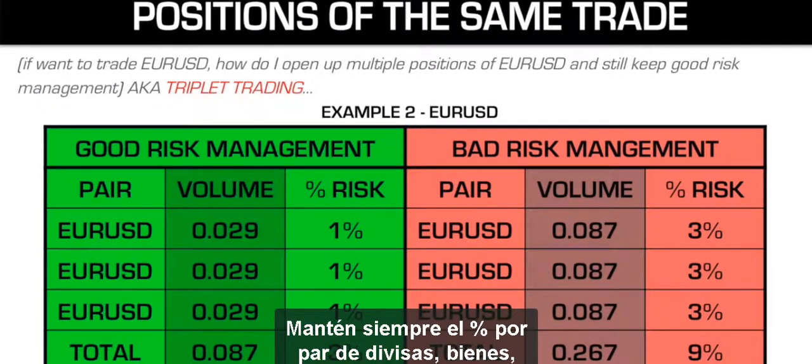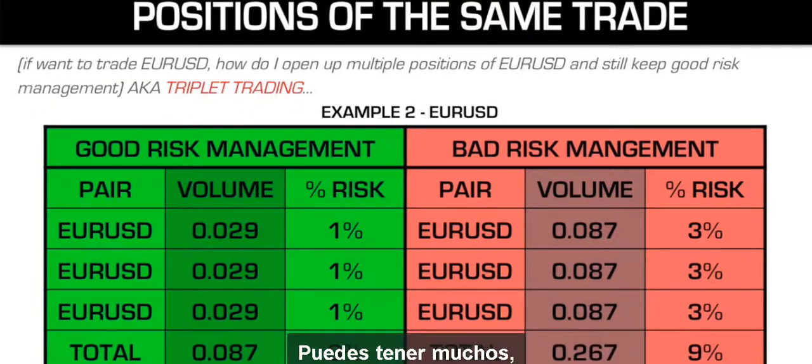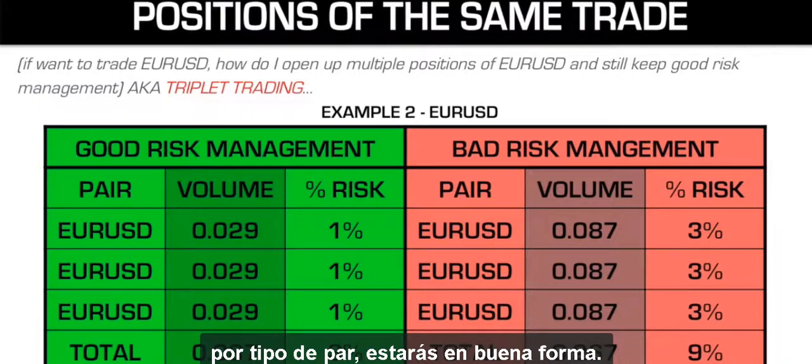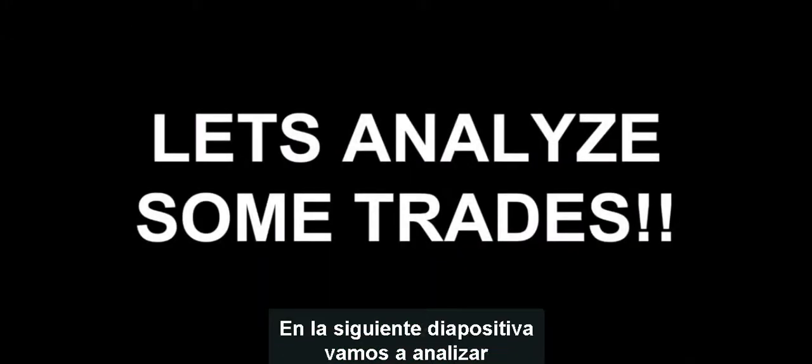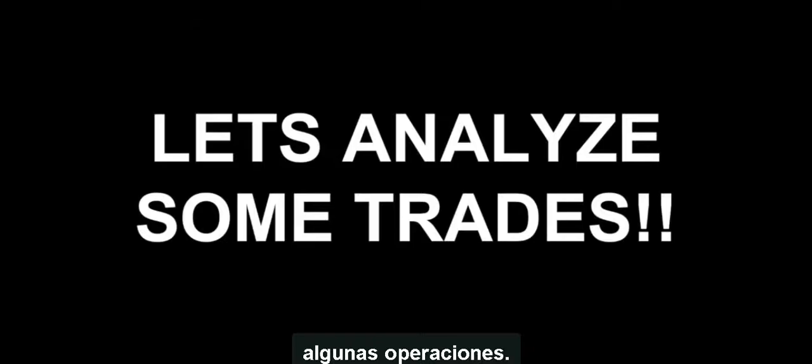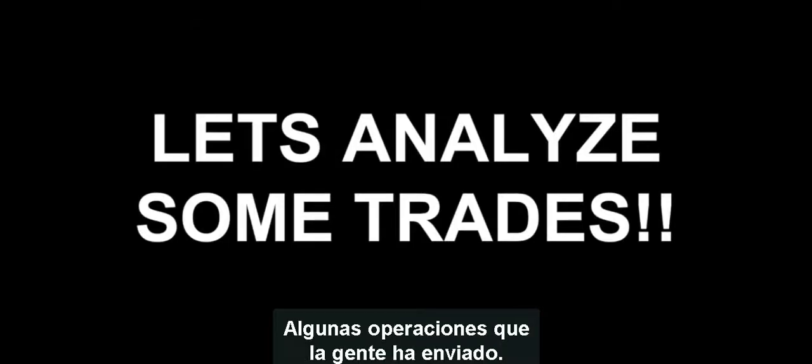Always keep 3% per currency pair, commodity, whatever it is that you decide to trade. You can have a whole lot of them, but as long as you're risking 3% per type of pair, you're in good shape. So on the next slide, we're going to be analyzing some trades that people have sent in.